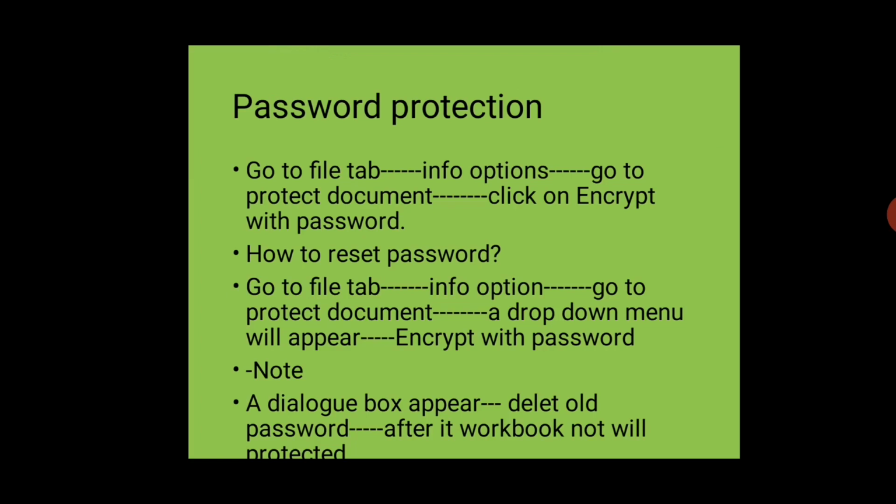Next, how can we protect our spreadsheet? How can we protect our sheet or workbook? First we will go to the File tab, then click on the Info option, then click on Protect Document. After that click on Encrypt with Password. You have to write your password here and your file will be saved.